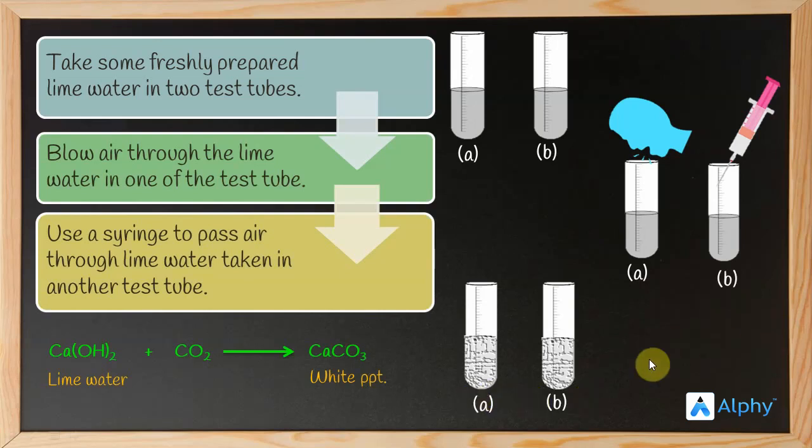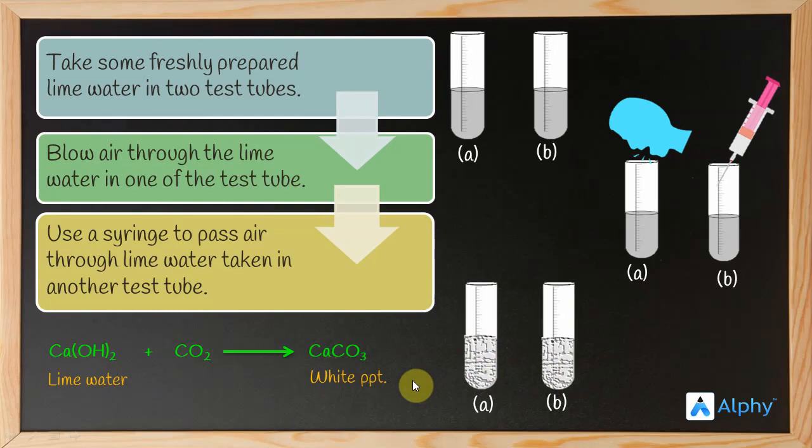It is because when we exhale, we release carbon dioxide, and that carbon dioxide reacts with the lime water, which is calcium hydroxide, Ca(OH)2, to yield a white precipitate of calcium carbonate. This is the reaction happening in these two experiments. This calcium carbonate is a white precipitate, and it is responsible for the milkiness in the lime water.